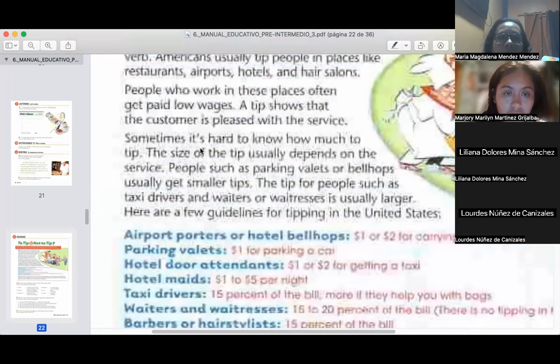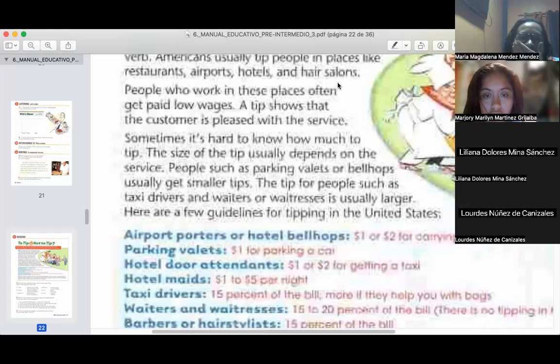Sometimes it's hard to know how much to tip. The size of the tip usually depends on the service. People such as parking valets usually get smaller tips. They tip for people such as taxi drivers and waitress is usually large. Here are a few guidelines for tipping in the United States. Okay. Guidelines for tipping in the United States.